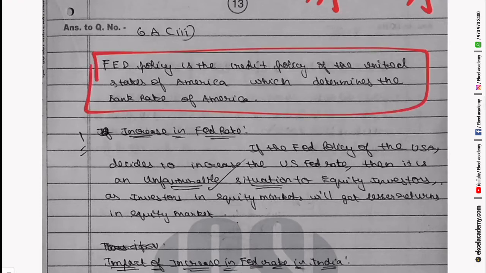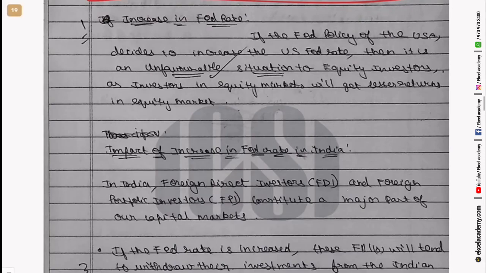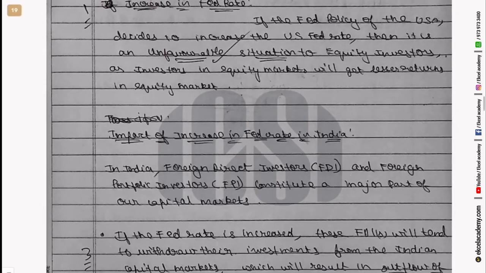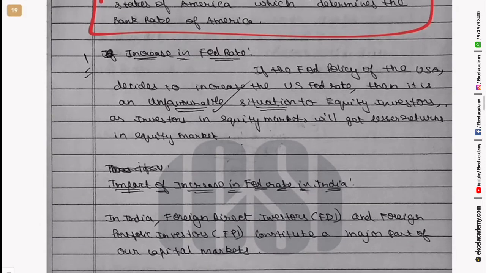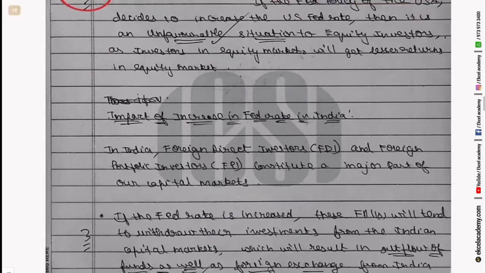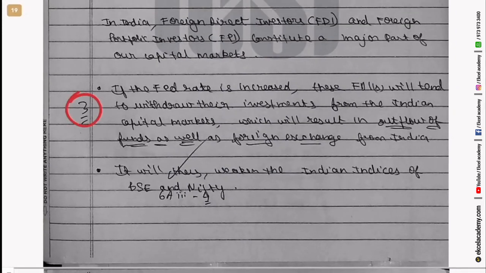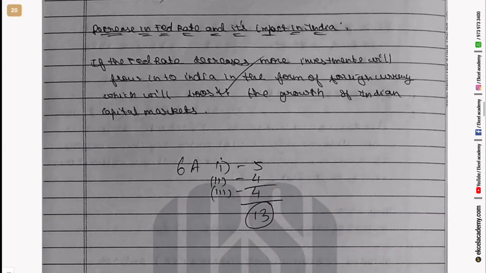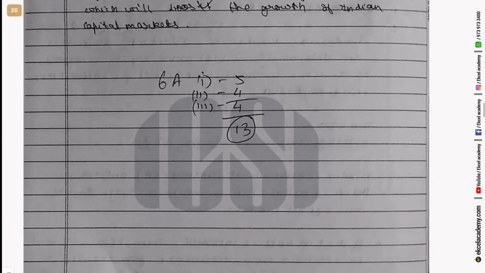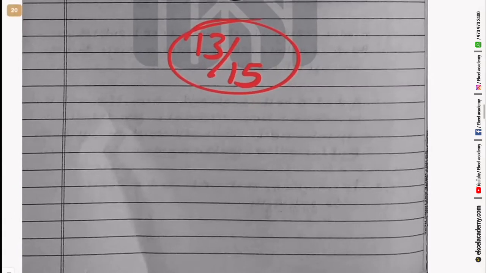Next, about the Fed policy, there is a question. Since here it's a little different and a surprise question, it's not a very direct question, but it is a little surprising they asked this. But since he had studied, he had written, so 1 mark, then again 3 marks, so he has got the marks for what he has written. So this is excellent. He has got 13 out of 15 marks in this question number 6.